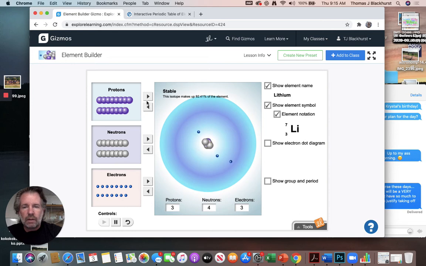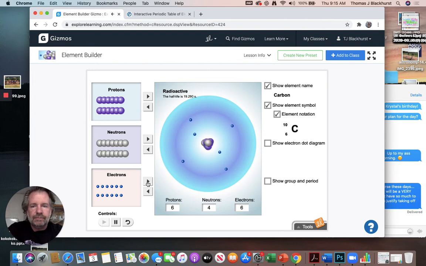I'm going to go ahead and make some carbon here, though. Notice how the symbol's changing. I'm going to add some electrons, so I make this neutral. Now, notice how this says radioactive. So I'm just going to change the number of neutrons. Again, now I've got 5 neutrons. That's still radioactive. I get to 6. This one's stable. I go to carbon 13. Notice how this is still stable. I go to carbon 14. That's radioactive.